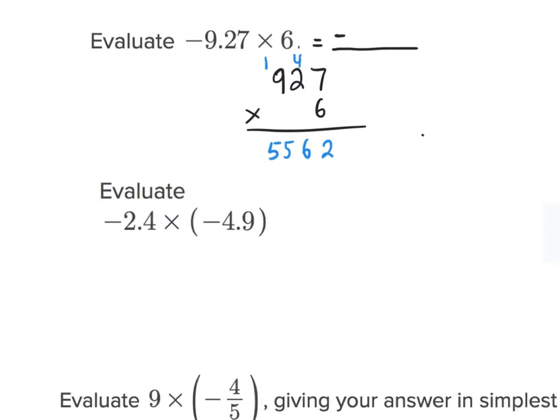So remember, I'm going to count my decimal places. 1, 2 places. So I'm starting at the end of my number. I'm going to move it once, twice. So my answer is a negative 55.62.